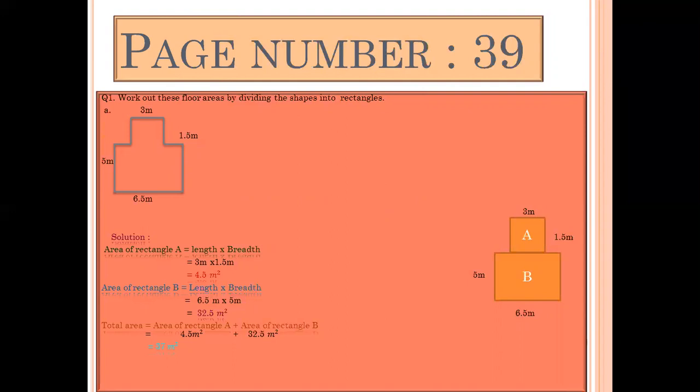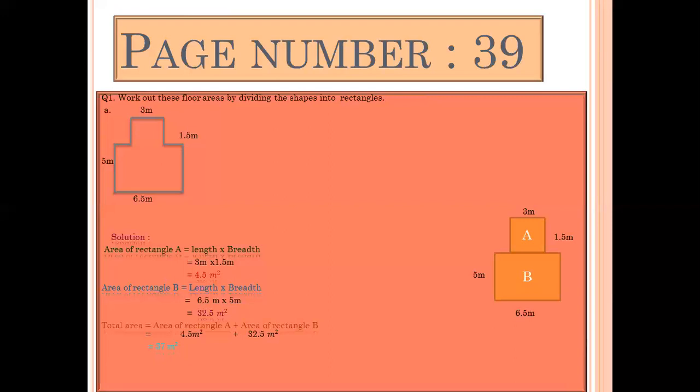So first we find the area of diagram A. After finding A, we calculate the area of B, which is also a rectangle, and at the end we add both the areas and we get the area of the total shape. First we calculate area of rectangle A. You know what is the area of the rectangle? Length multiplied by breadth. Definitely the formula will be the same for all the rectangular shapes.